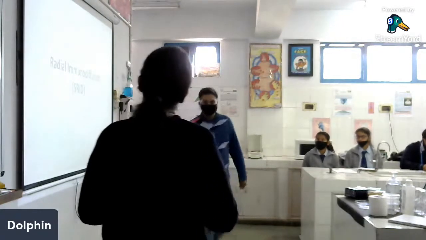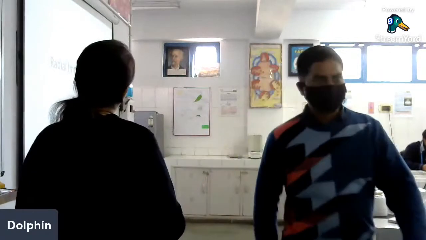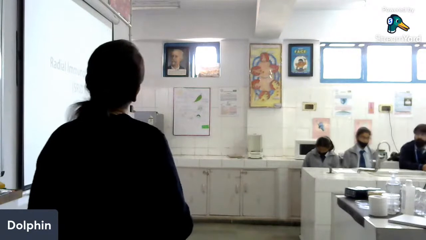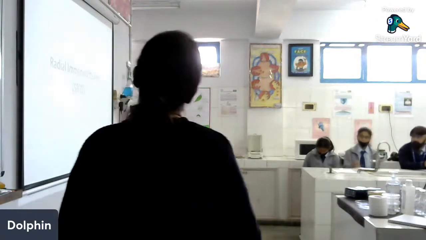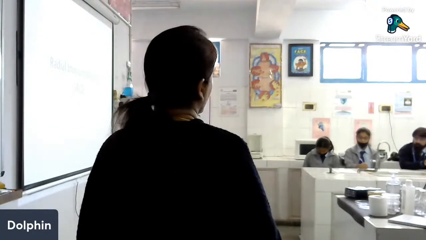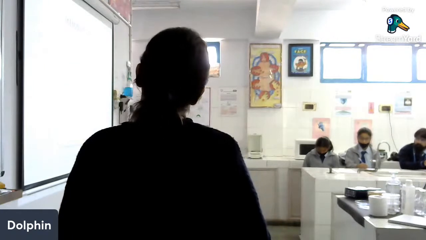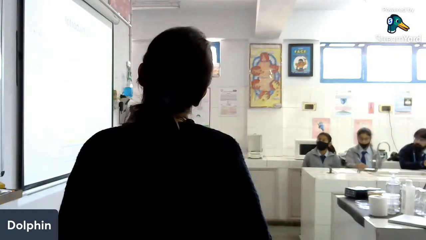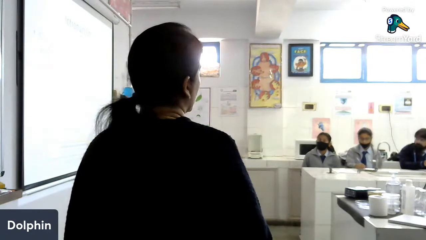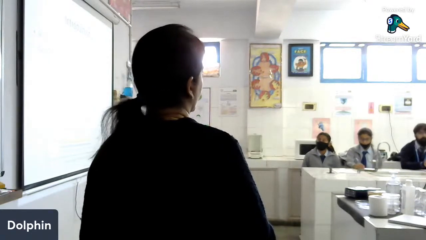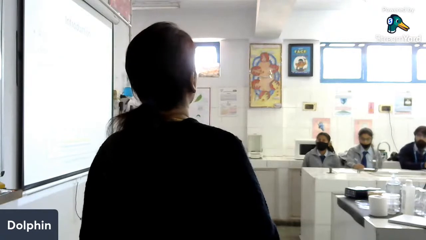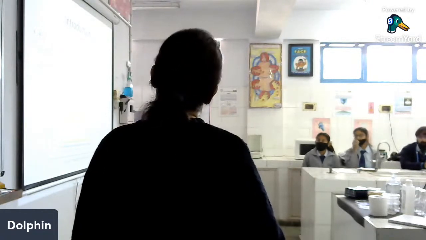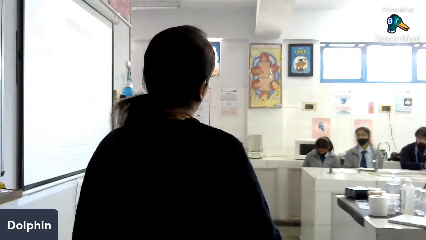So radial immunodiffusion, also known as single radial immunodiffusion, abbreviated as RID, also abbreviated as SRID. Now we know that because it is single, one of the analytes you will fix. The other analyte you will load in the well and it will be allowed to diffuse out in the gel.